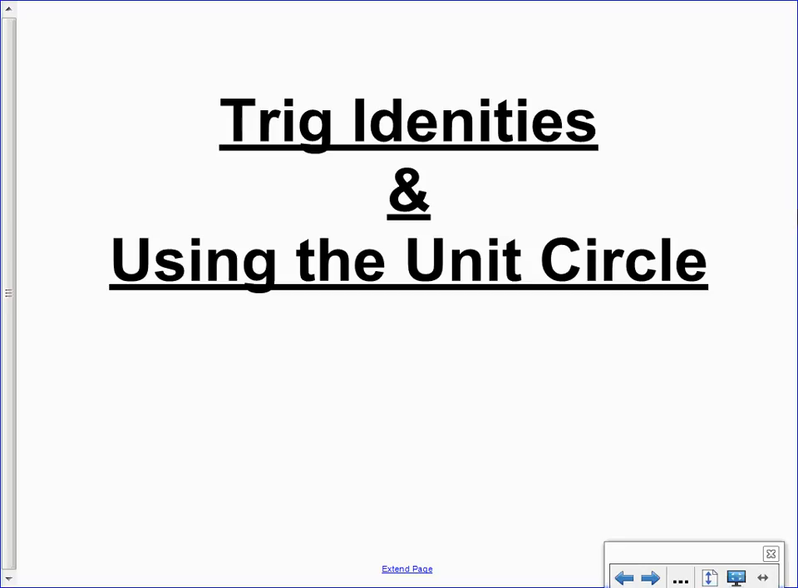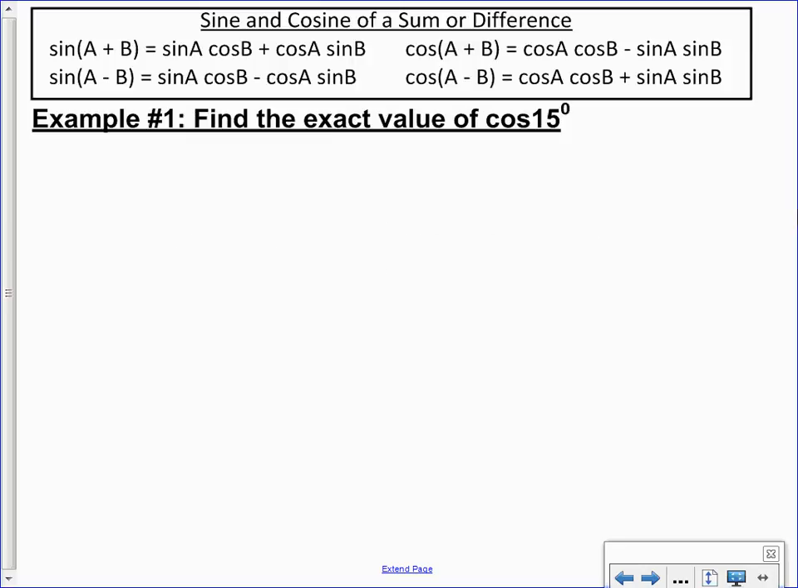If you take a look at it, you don't have to rewrite the identities. They're given to you. You just have to know which one to use. Let's see if there's a pattern. For the sine of an addition or subtraction, the pattern goes sine, cosine, cosine, sine. Repeat after me: sine, cosine, cosine, sine. And then cosine goes cosine, cosine, sine, sine.